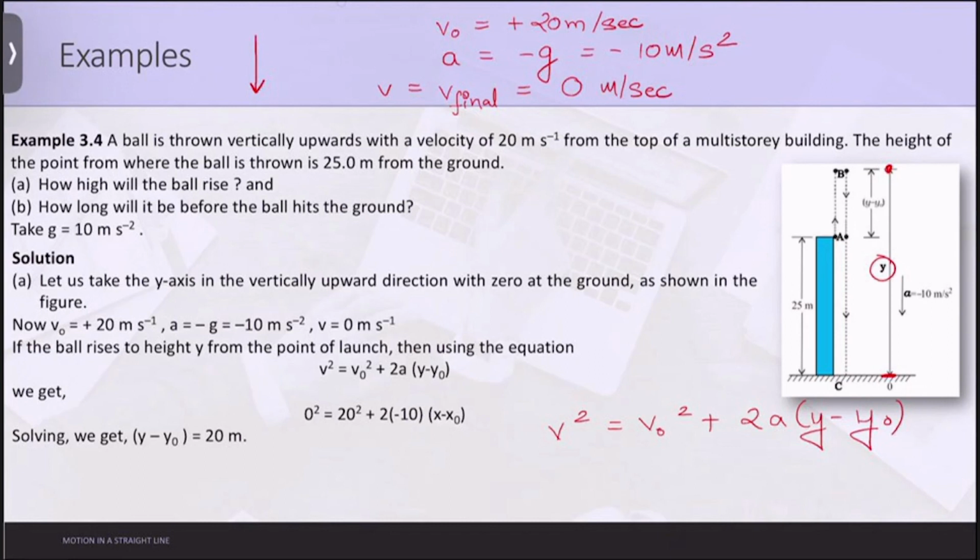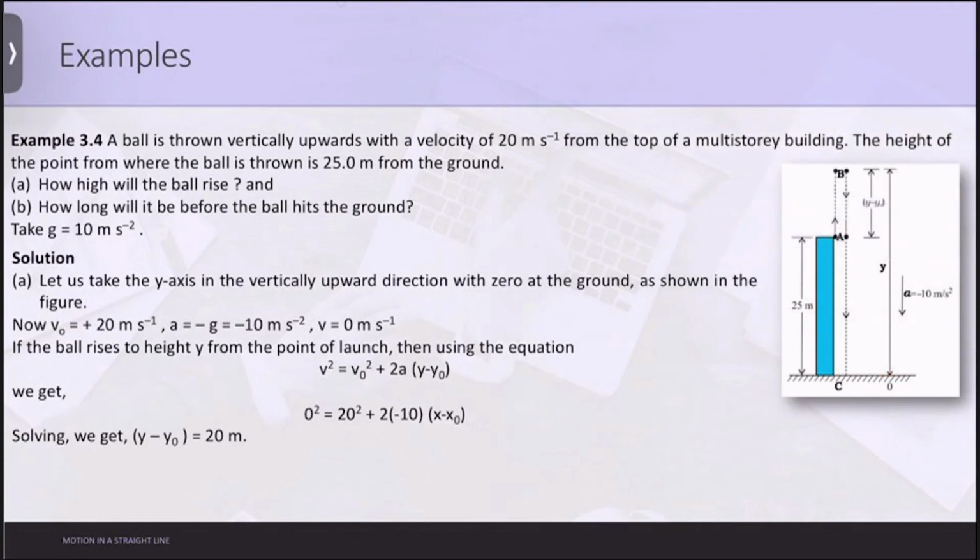Why do we use y minus y naught? First of all, as the displacement is in positive direction, therefore this will be plus. And second thing is the displacement only occurred in this location, right? What is the y naught value? Y naught value is given to us in the question, which is 25. So let's just put everything here.